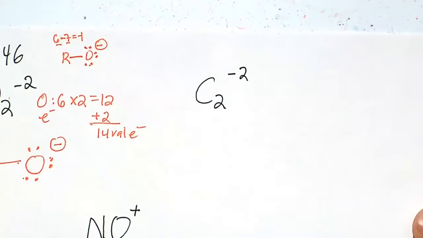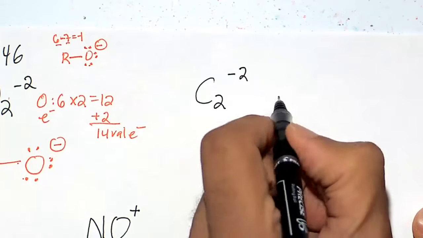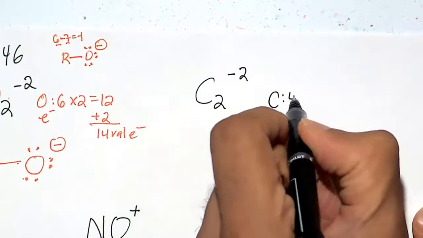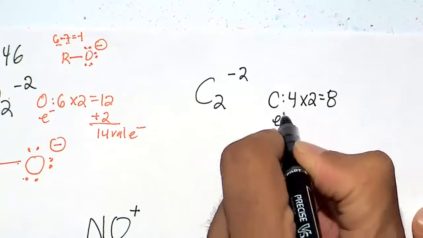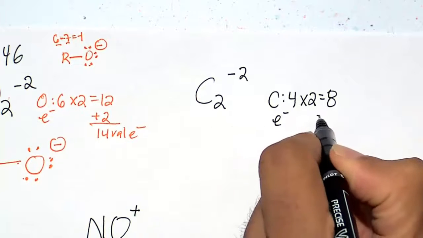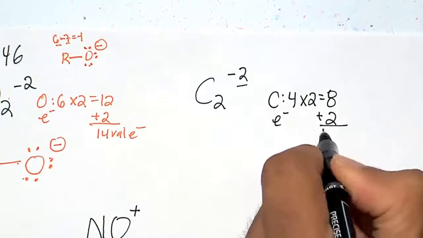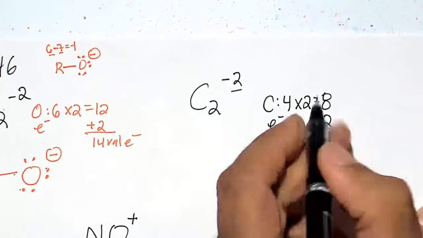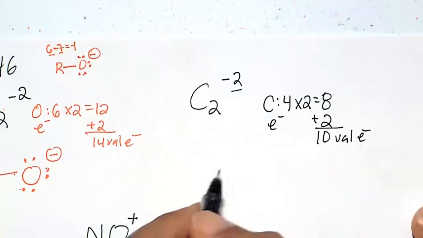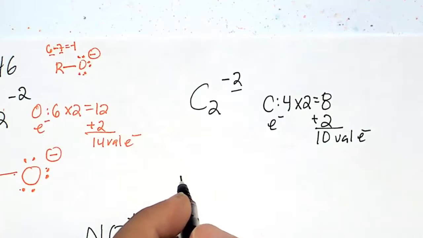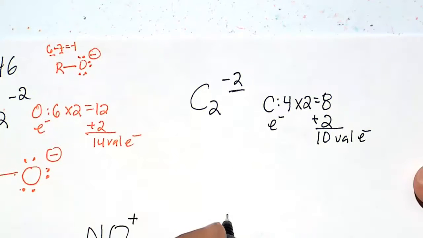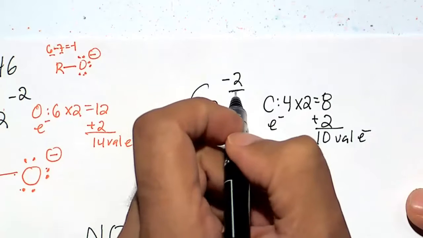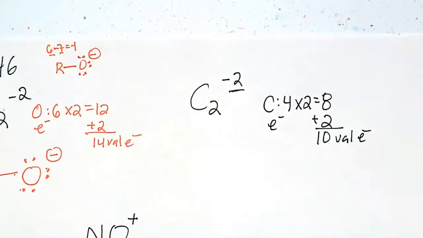How about C2 2-? So carbon is tremendously happy at 4. We've got 2 of those, so we have 8. And this 2- means we've gained 2 electrons. An electron is a minus charged particle, and we have 2 minus charges that have been gained in order for C2 to become C2 2-. So -2 means we add 2 electrons. So carbon loves 4. How will we get carbon to become 4 while still maintaining that -2 formal charge?